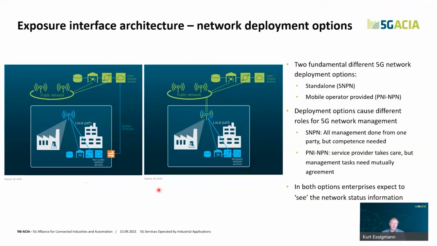Of course, in both cases, no matter if we have an SNPN, a standalone NPN, or a PNI, a mobile operator provided private network, the enterprises will want to see the network status. So for the enterprises, it is important to understand if they reach certain system limits, and if the network is up and running according to the specification or not. So these are two fundamental deployment options and two fundamental commercial decisions that have to be taken in order to understand how to operate the network and how to operate devices.